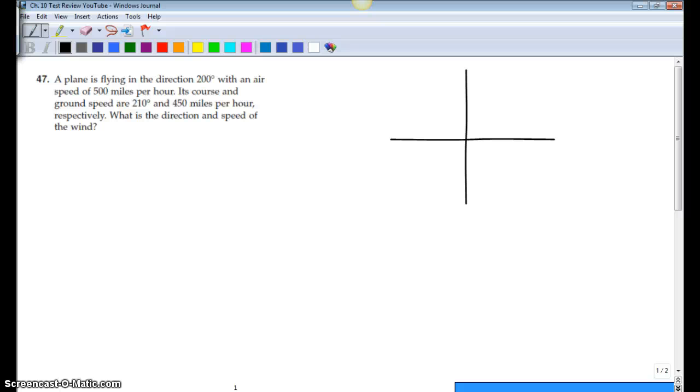Alright, the first problem we're doing is from 10.6. It's number 47, as you can see, and it is an airplane problem. So, first things first, we're going to draw our diagram.